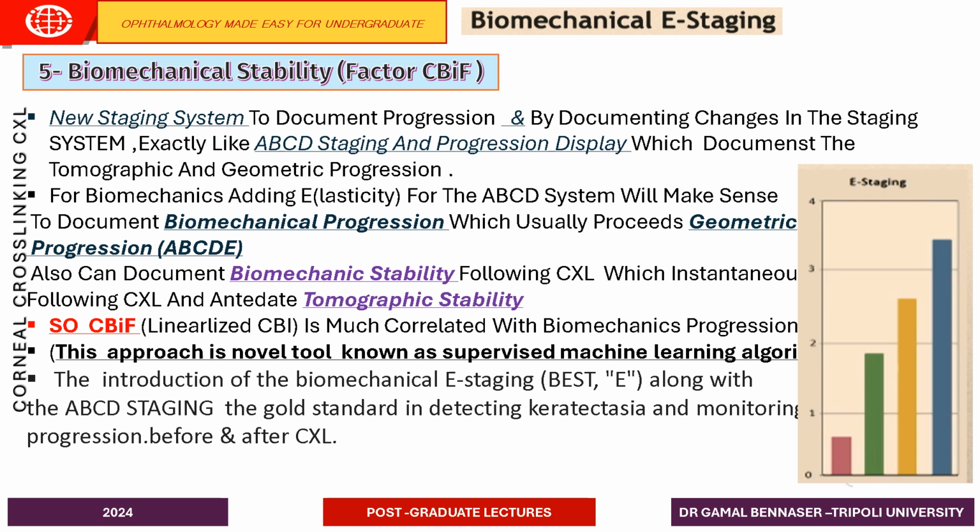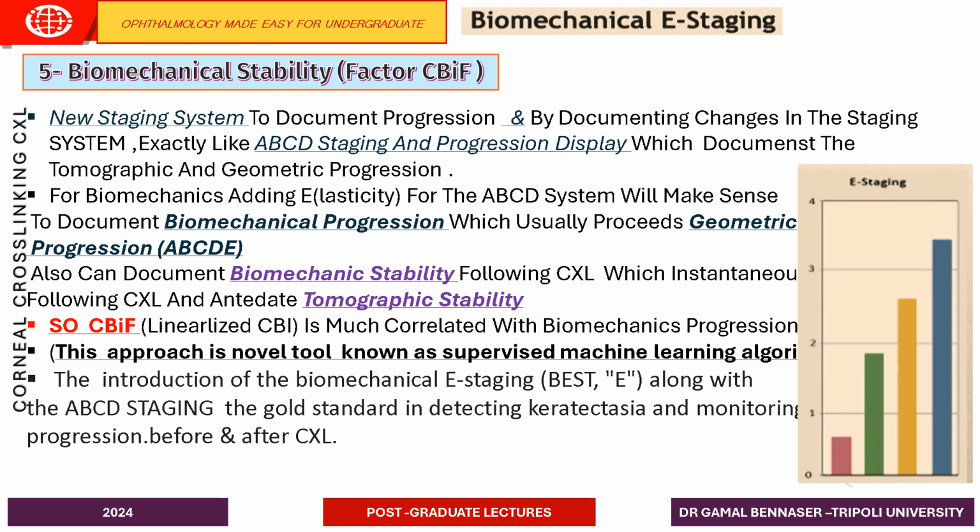After that, the ABCD staging and grading system came up, and this was basically dependent on the topographic changes. That's the changes in the anterior curvature of the cornea, posterior curvature of the cornea, and the corneal thickness. And as you know, there are many studies done, and they show that the biomechanical changes of the cornea antedate and precede the occurrence of the topographic or geometric changes in the cornea.